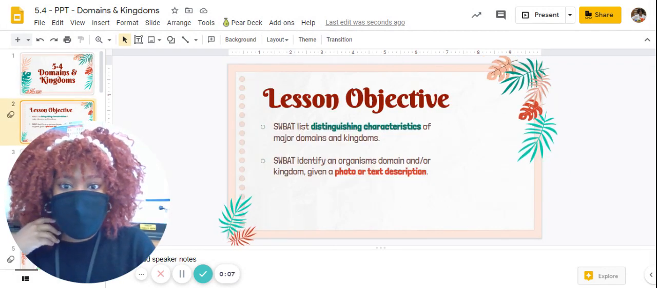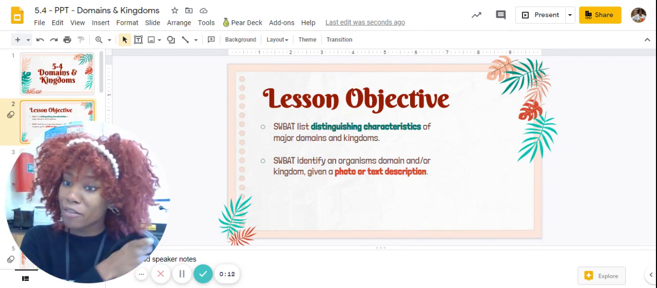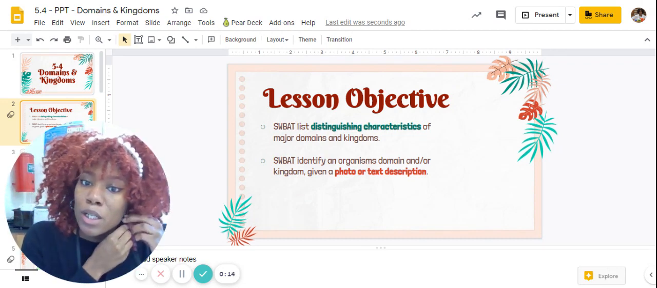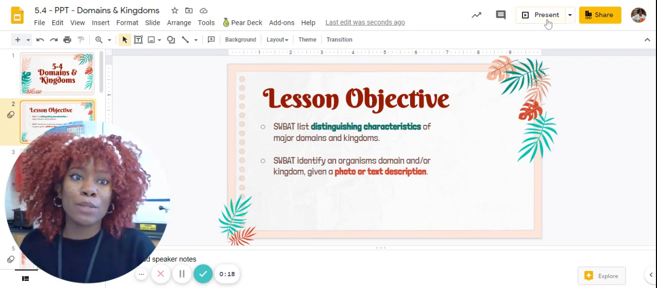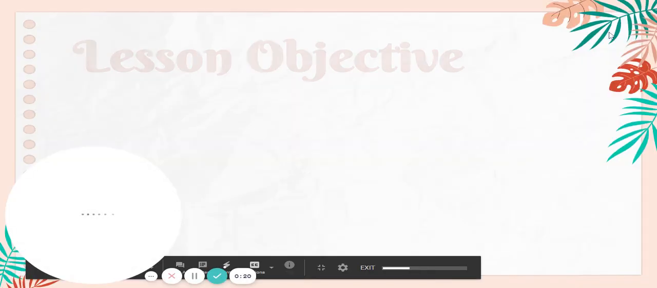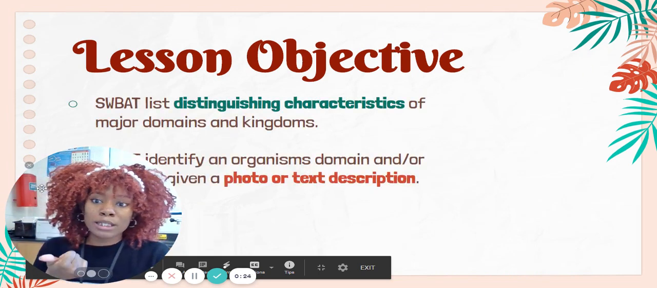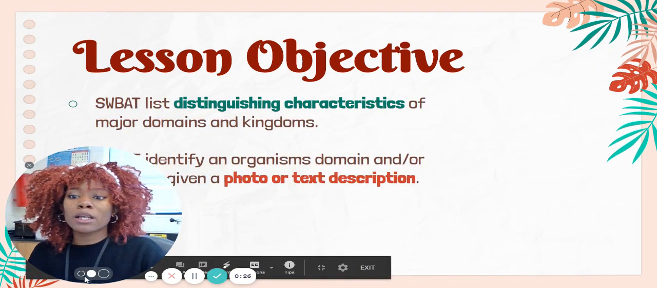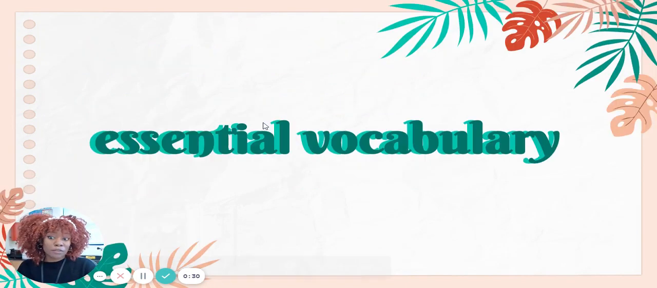So our lesson objective is that students should be able to list distinguishing characteristics of major domains and kingdoms. Students should also be able to identify an organism's domain and/or kingdom when given a photo or a text description. So all throughout today's worksheet, you're going to see some pictures and you're also going to see text descriptions, because you should be able to identify the organisms based off of either.